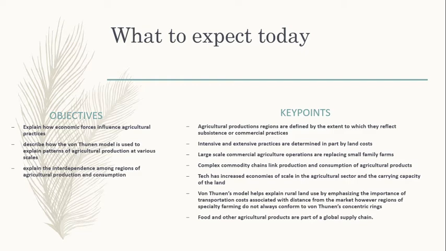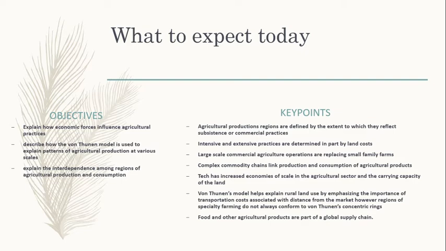Agricultural production regions are defined by the extent to which they reflect subsistence or commercial practices. Intensive and extensive practices are determined in part by land costs. Large-scale commercial agriculture operations are replacing small family farms. Cultural commodity chains link production and consumption of agricultural products. Tech has increased economies of scale in the agricultural sector and the carrying capacity of the land.